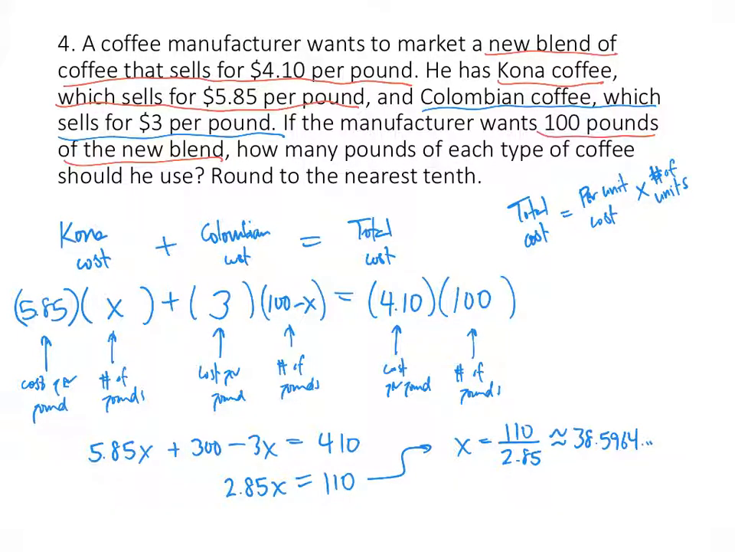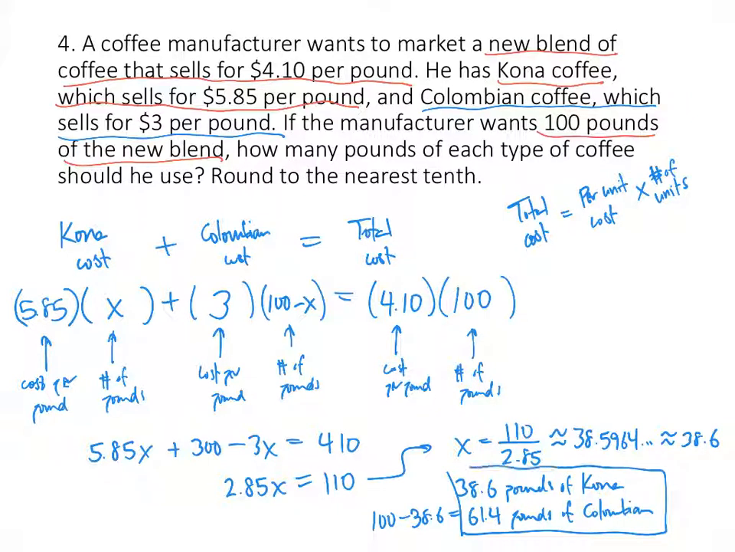So the question says, how many pounds of each type of coffee should we use? Round to the nearest tenth. So if we round this number to the nearest tenth, this becomes 38.6. And now remember what x represented. So x represented pounds of Kona coffee. So pounds of Kona. And then 100 minus 38.6, we work that out on our calculator as well, and that gives us 61.4 pounds of Colombian coffee. And that answers the question, and we're done.